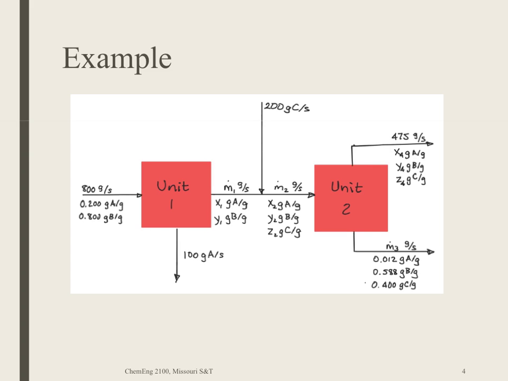This goes into Unit 2 where you obtain two different mixtures of different compositional makeup. And those are shown right here. One is going to be 475 grams per second. The other one, I don't know how much there is, but I know its composition. So based on this, can we solve for the unknowns? And in particular, can we figure out what the composition is of our products?